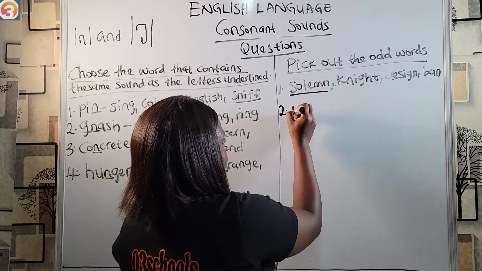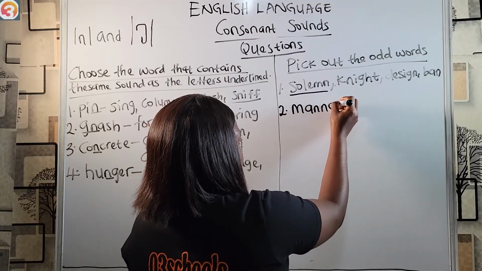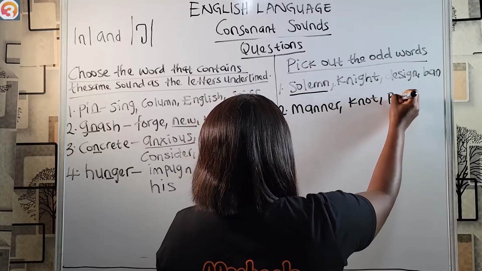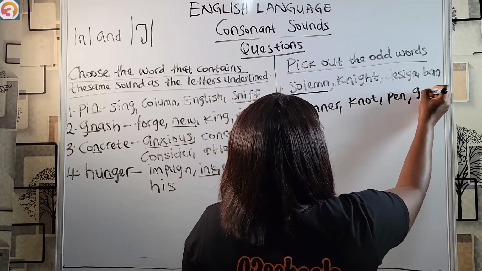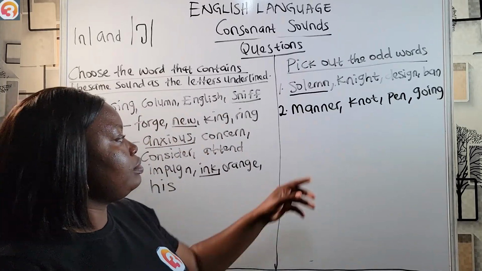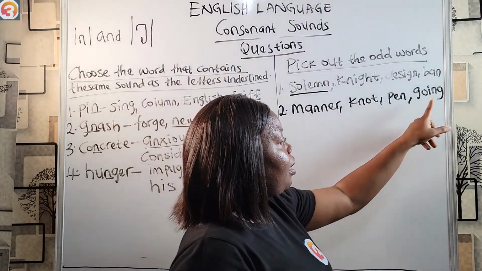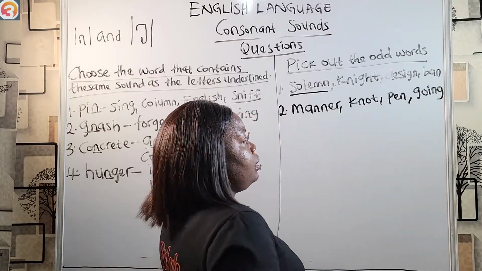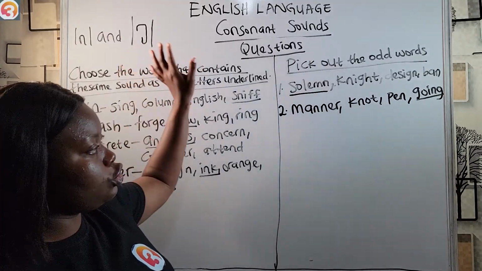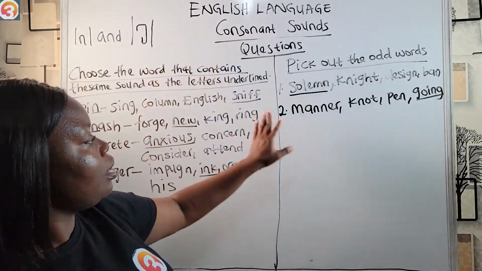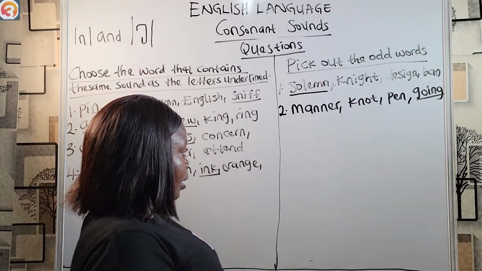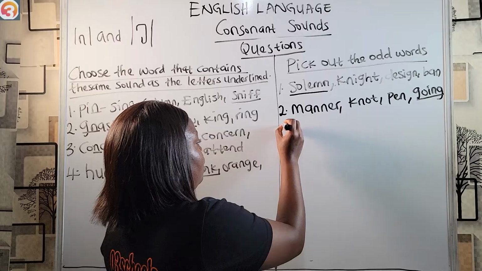Next we have manner, not, pen, going. We also have the N sound here. We have it here, we have it here, but it's not in going. This is the continuous form of a verb and it contains the ng sound. Continuous forms of verbs contain the ng sound. This contains the N, but in going we have ng. So it's the odd one out there.